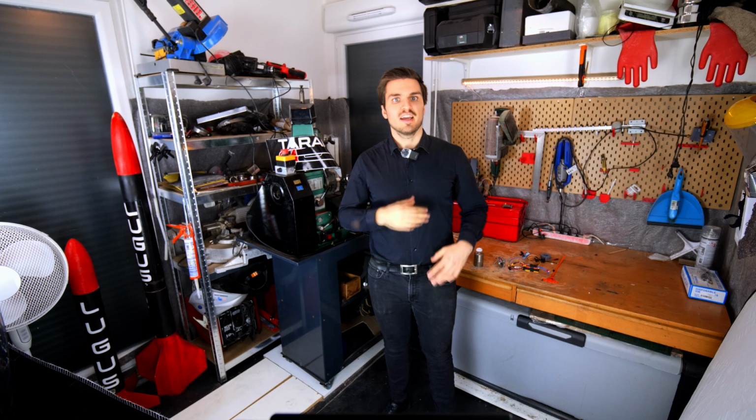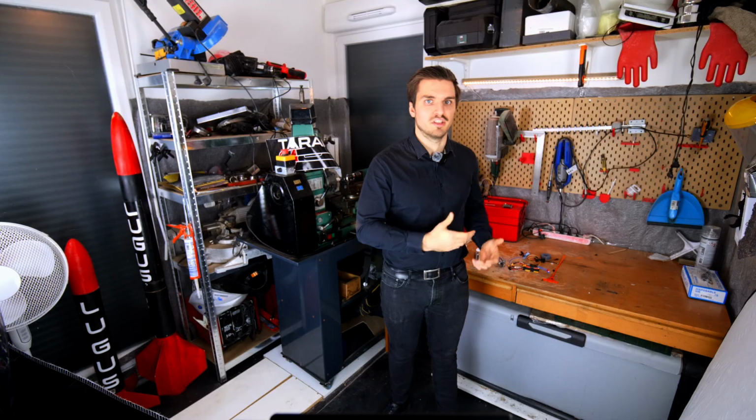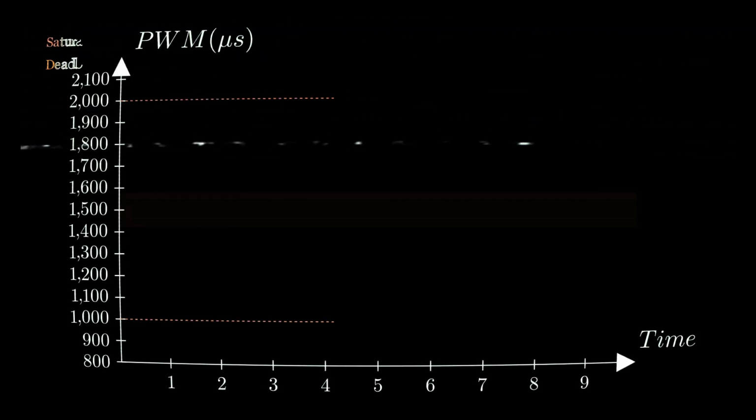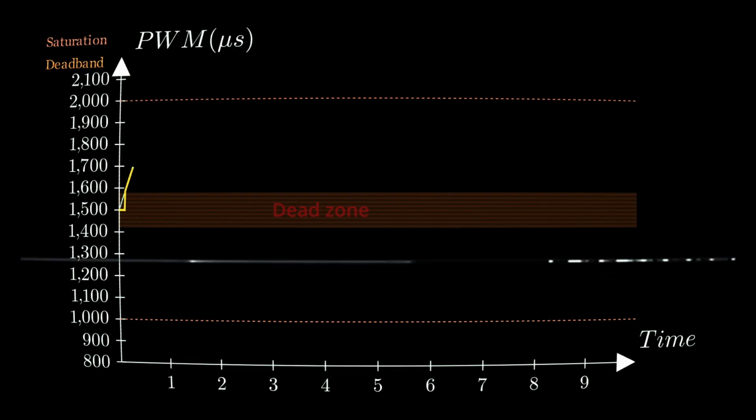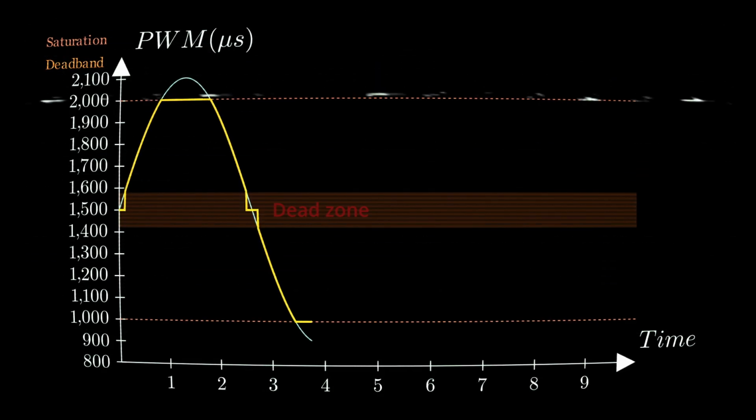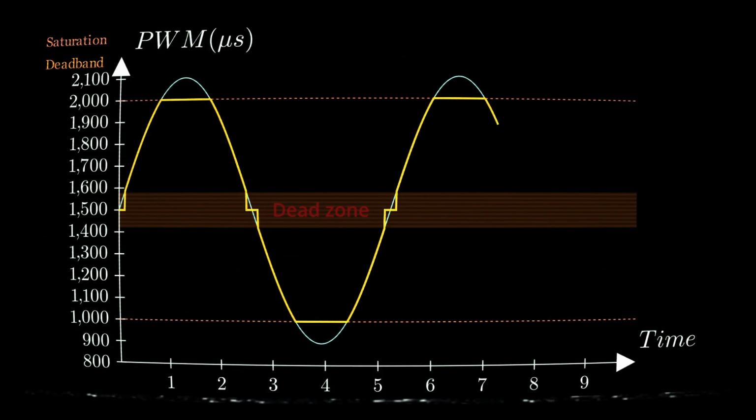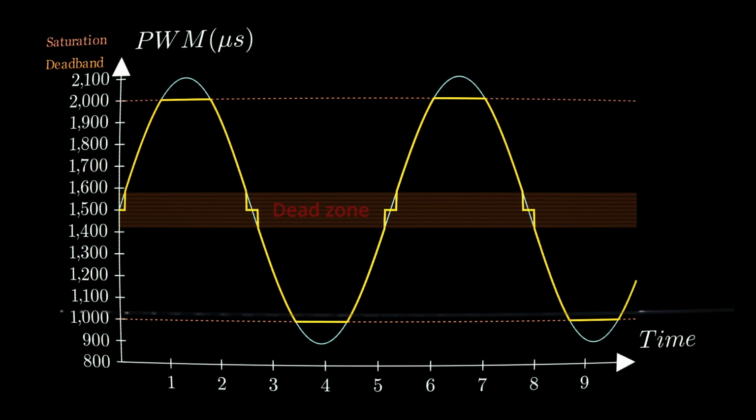Your engine can't run too slowly either. If I try to make it work between 1420 and 1580, it will stall and stop working. So if my PID asks me to send this correction command, we will command nothing. 1500, dead point. We don't try to move it.